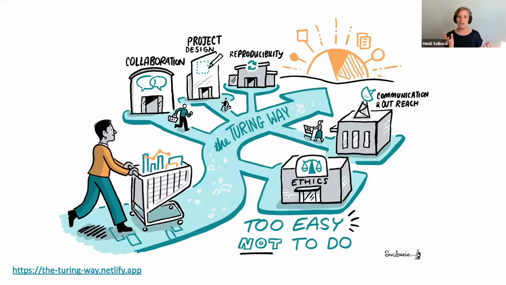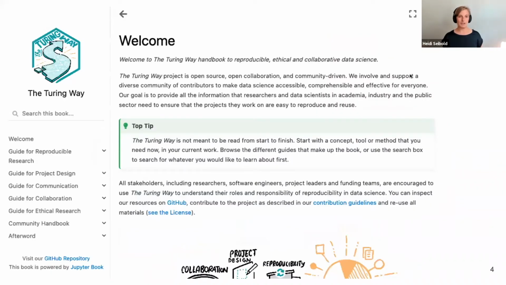So it's grown into something that's more complex, but also a more holistic view on how we can do data science in a better way. So that's the Turing Way. If you go to the Turing Way website, this is what you see. It's an online book. It's really like a book just in a website, essentially.